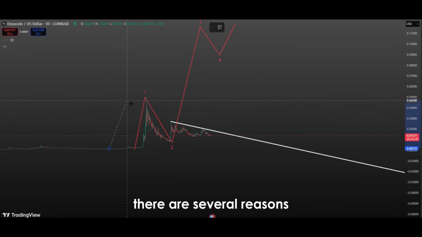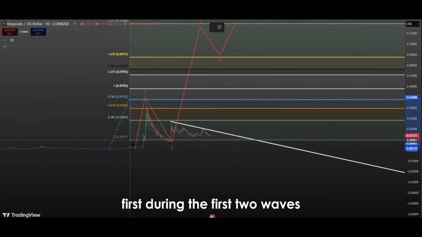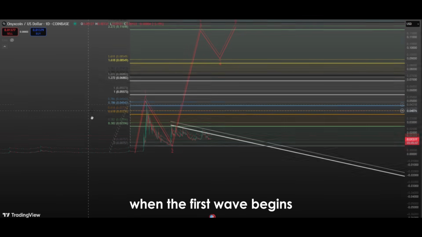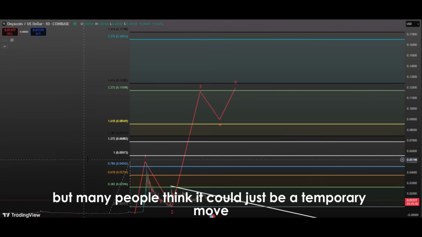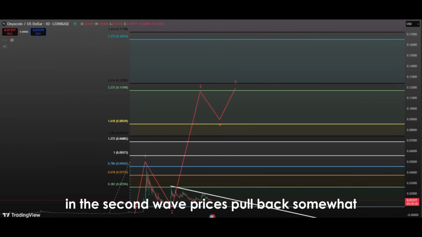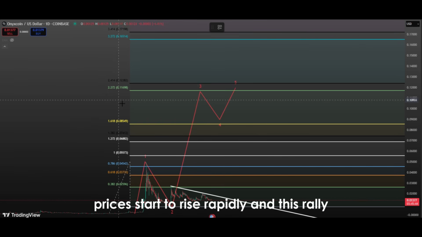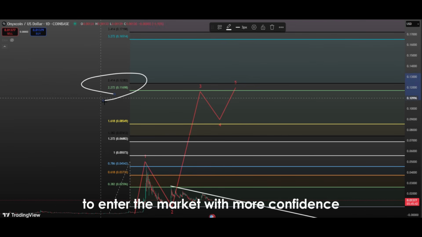There are several reasons why the third wave progresses so strongly. First, during the first two waves, investors are still unsure of the market's direction. When the first wave begins, it is usually interpreted as the start of a new trend, but many people think it could just be a temporary move. In the second wave, prices pull back somewhat, bringing profit-taking and hesitation. However, when the third wave begins, prices start to rise rapidly, and this rally prompts investors who were watching the first two waves to enter the market with more confidence.